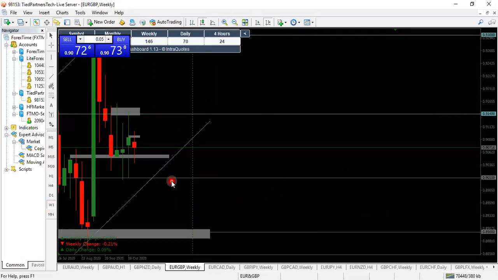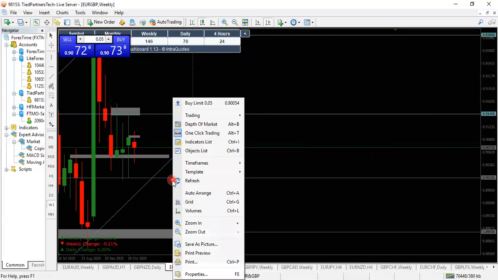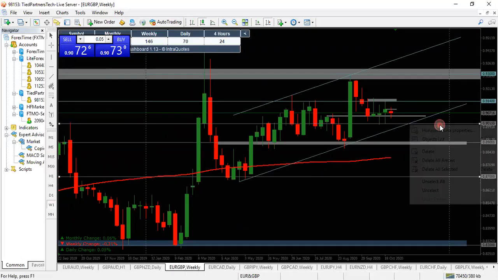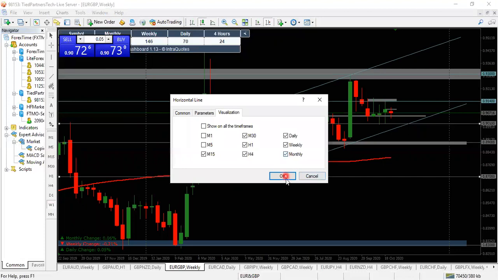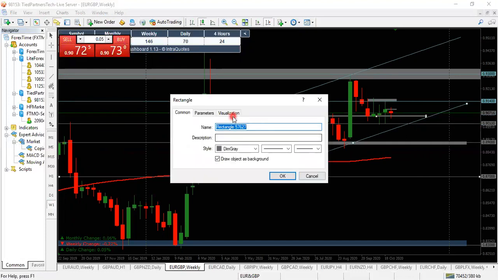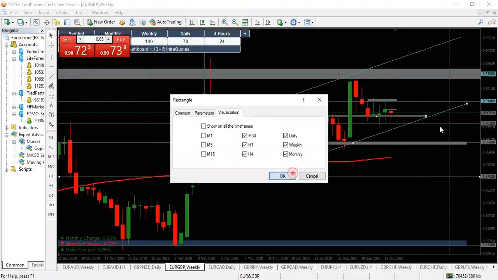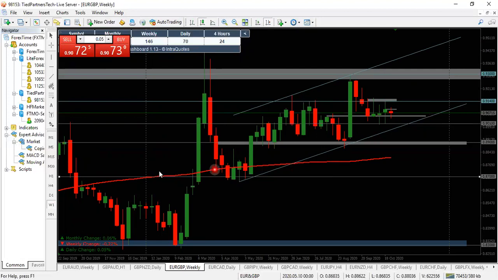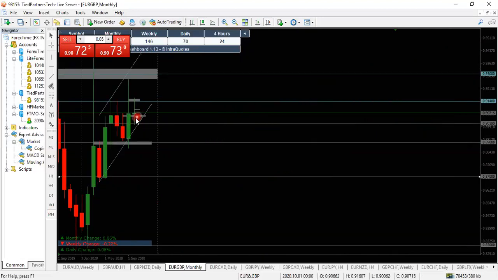So if we extend this down to the monthly, let's highlight that and bring this up to visible on the monthly. We will then see that these two areas, okay, this is a close area. Also, this aligns with the previous structure too.